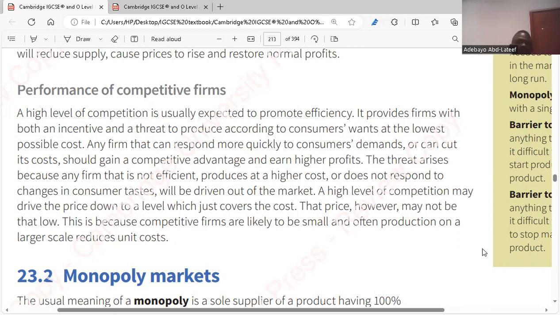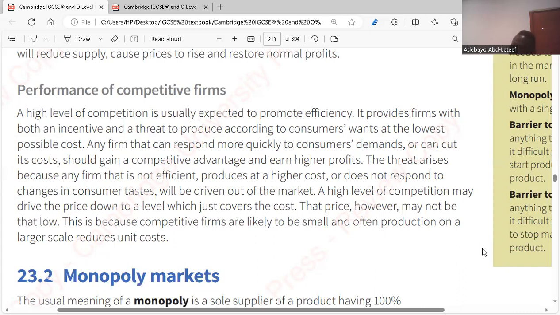One, firms will want to sell at a lower price to be able to attract customers. That's one thing about a competitive market. The second thing is that they have to share the customers. So in a competitive market, market share tends to be less because all firms have to compete for customers.